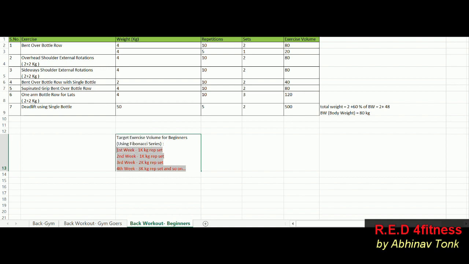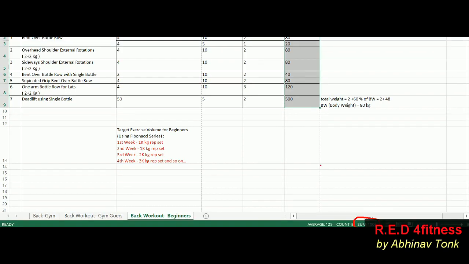So I am considering the first week. For the first week, the target exercise volume is 1000 kg rep set. I have written down a few of the exercises, and I have to write down the repetitions and sets in those exercises so that overall, when I calculate the total exercise volume, it comes out as thousand. This is how we design the workout schedule for beginners as well as for gym goers.